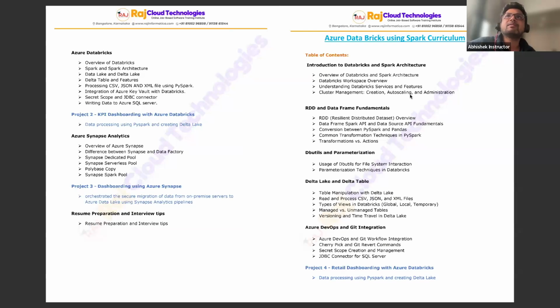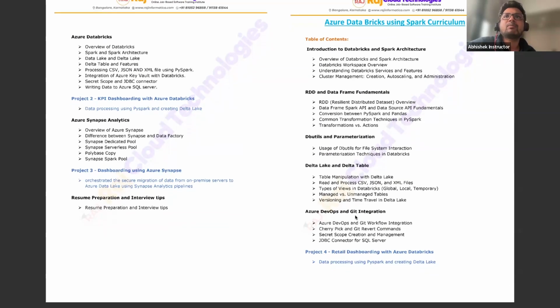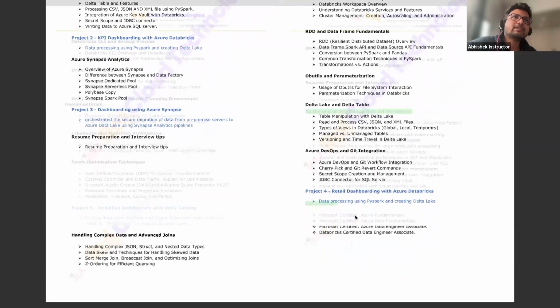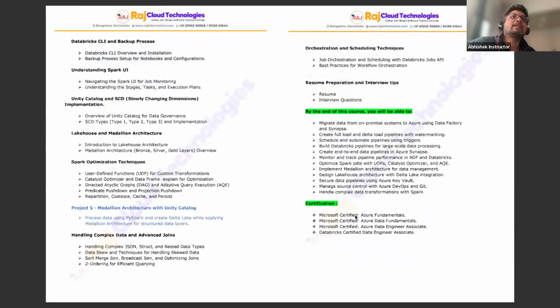Similarly, in Databricks, we will learn about Databricks and Spark architecture. We'll learn about RDD, DataFrame. We will learn about dbutils. We will learn about Delta Lake, Azure DevOps, Databricks CLI, Unity Catalog, and then Spark optimization techniques. What is Lakehouse, Medallion architecture, how to handle complex JSON, right? And then what is Z-order, broadcast join, sort merge join, data skewness, and all of that.